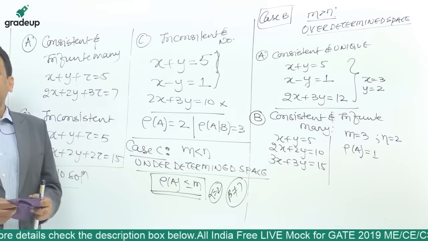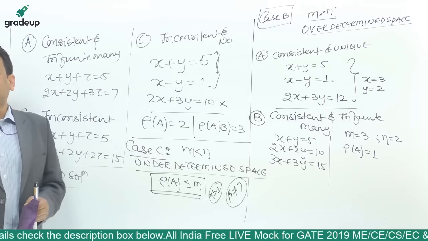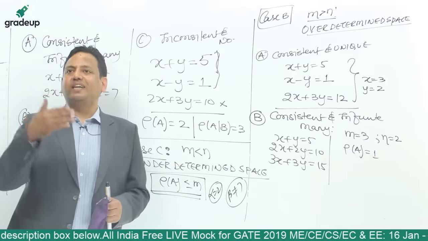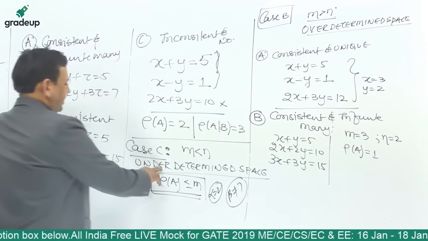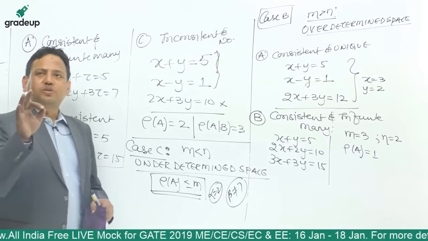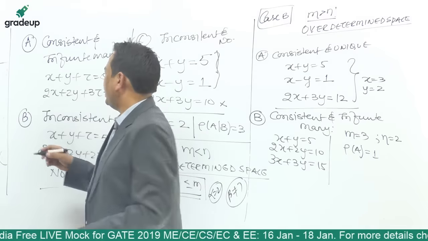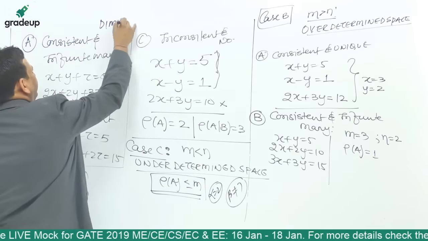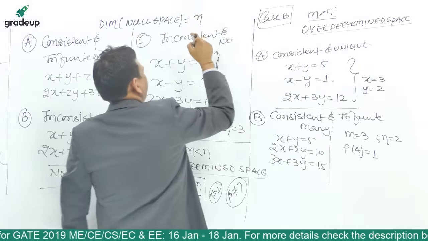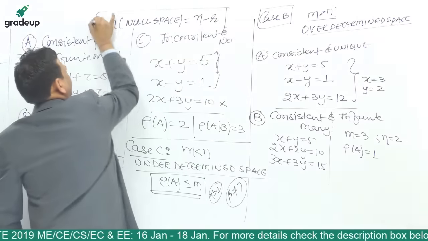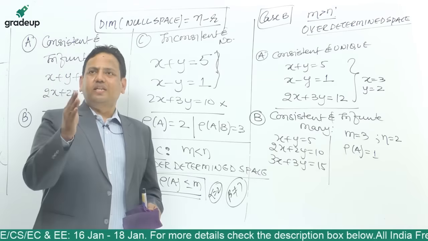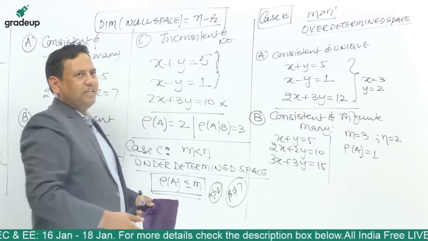Arjun, why do you need nullity? Where did you find the question? If you know the dimension, you know the nullity also. Underdetermined space means the number of equations is less than the number of variables. Arjun, suppose somebody asks you the dimension of null space. This was a question of GATE. If you know the number of variables is n and the rank is r, then n minus r is known as the dimension of null space. Okay, and nullity is totally a concept of the null space. Okay.